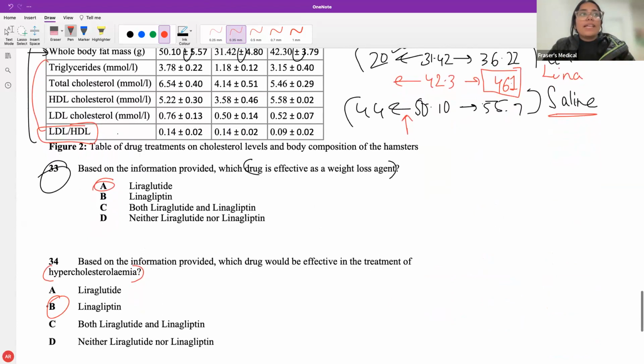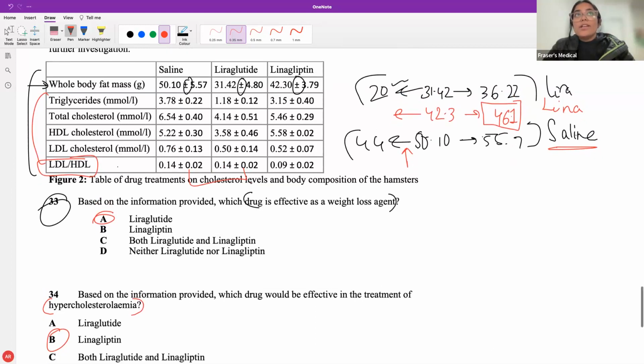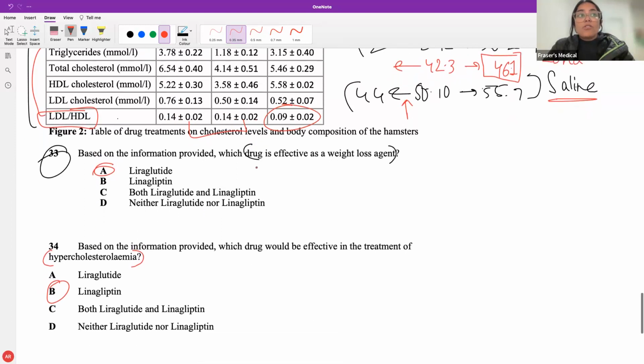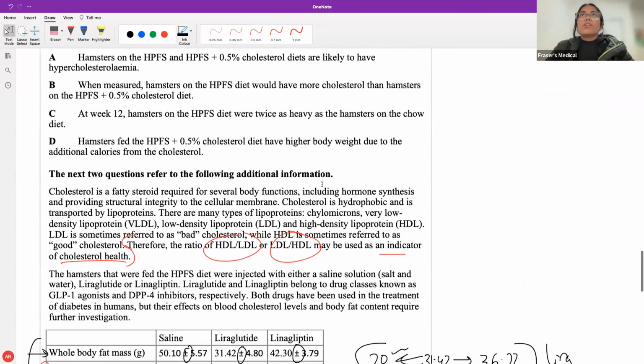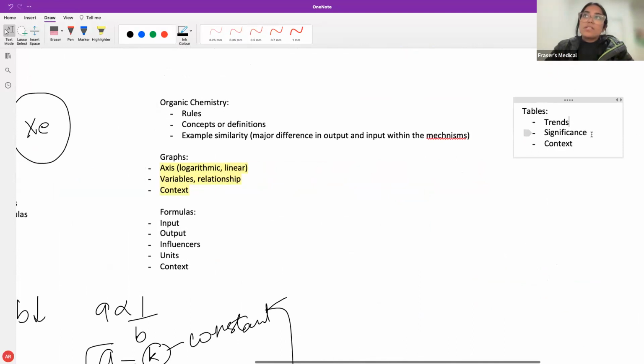And this is going to be linagliptin, because you can see that it's the same intervals and the same values for saline and liraglutide. So you know that A and B is going to be your answer, mainly because this is different to this and this. So we wouldn't have been able to get 34 were not for the context part of things we need to look out for within tables. So within tables, again, looking out for the trends, the significance, and the context.